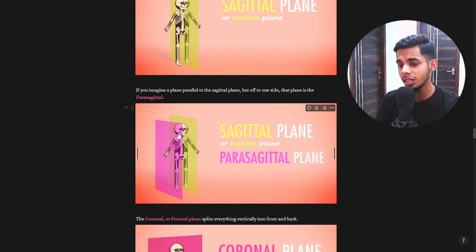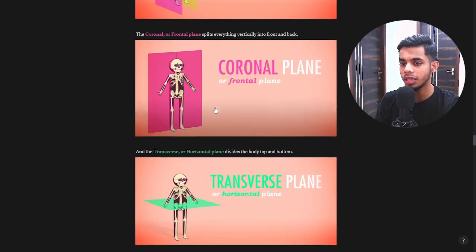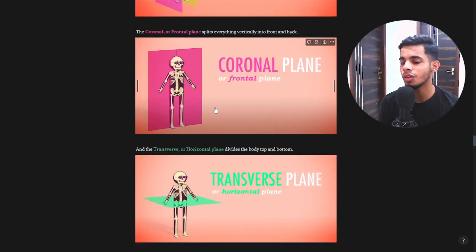Now let's say again you are dissecting the same body again from top to bottom towards the outer side. It is called the parasagittal plane. So if you can see this pink, it is on the left hand side and it is again dissecting the body from the center. So it will be called parasagittal plane. Okay. Now coming to the next part, the coronal or frontal plane.